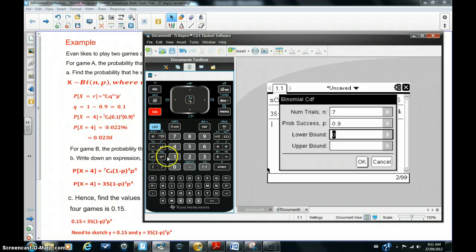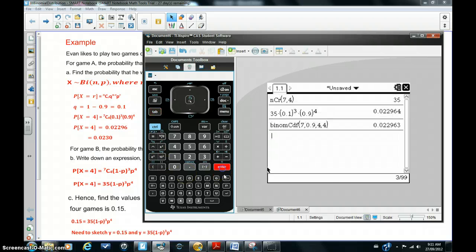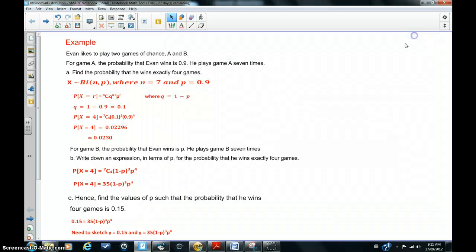Now we take that as 4 because we want to find the probability that he wins 4 particular games, so we put 4 in there, and then we hit the upper bound, which is also 4 as well. So we tab to OK and click enter. So we've got virtually the same result, and if you round this to 3 significant figures, you get 0.0230 again. So that's the end of the first part.